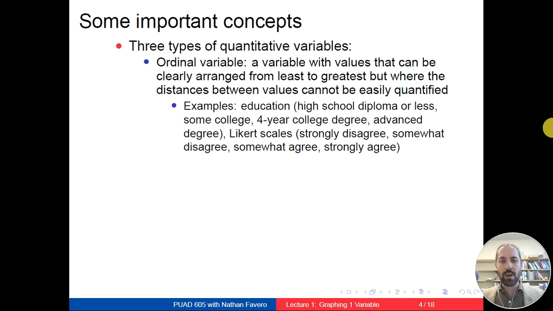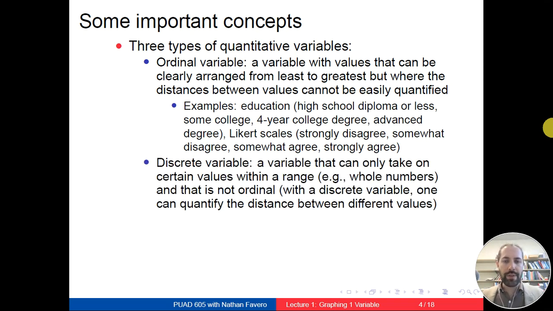And then we can arrange those answers from least to most, right? Those who say strongly agree, they love their work environment the most. Those who say strongly disagree, they dislike their work environment the most, right? So we can arrange from least to most, but it's not so easy to put into numbers exactly what we're talking about. All right, that's one type of quantitative variable, ordinal variables.